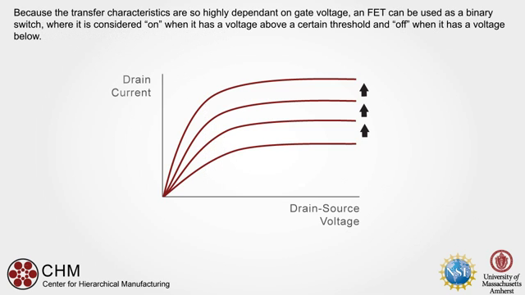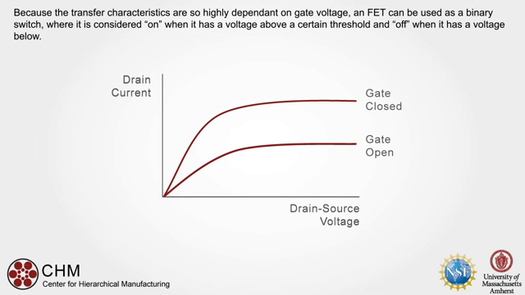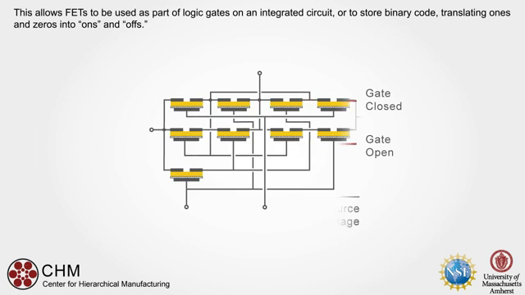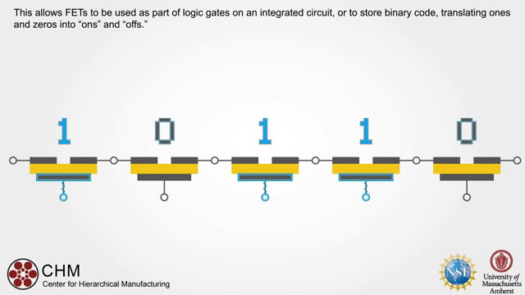Because its transfer characteristics are so highly dependent on the gate voltage, an FET can be used as a binary switch, where it is considered on when it has a gate voltage above a certain threshold, and off when it has a voltage below. This allows FETs to be used as part of logic gates on an integrated circuit, or to store binary code, translating ones and zeros into ons and offs.